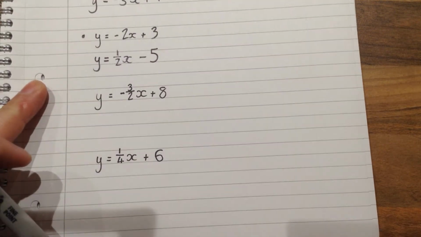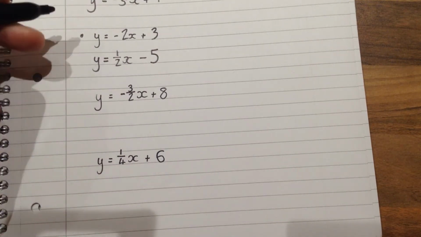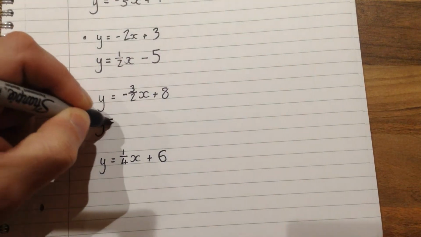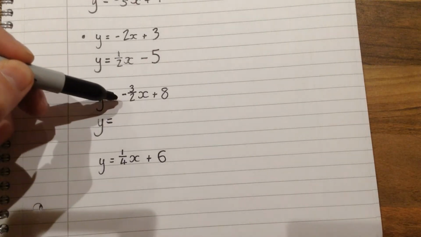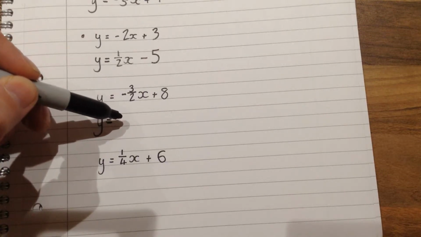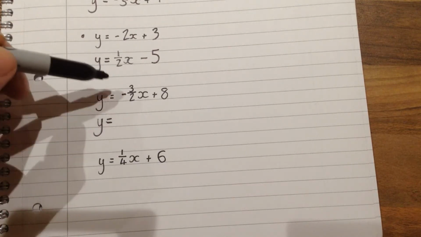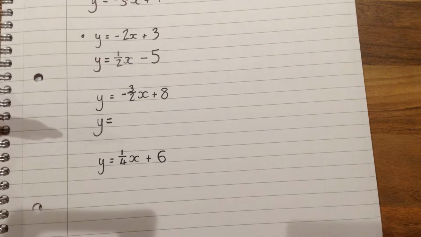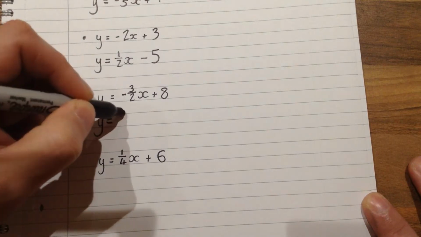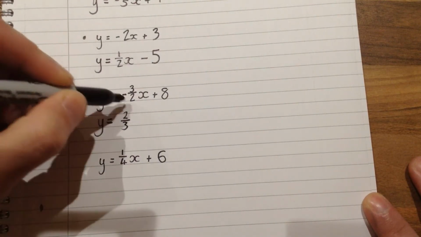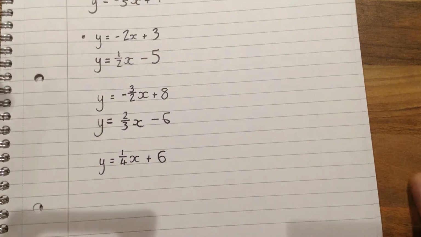Next example, slightly trickier. This time we've got that the gradient is already a negative fraction. So with this one, we start the exact same way. Y equals. Because I'm doing the negative reciprocal, that minus now becomes a plus, so I don't need to put a minus sign here. And when we do the reciprocal of a fraction, I can't write 1 over 3 over 2, it gets a little bit messy. So the effect that it has is that it flips the fraction upside down. So this becomes positive 2 over 3, so just flipping the fraction, x. And then again, any number I want on the end, let's say minus 6 for this one.